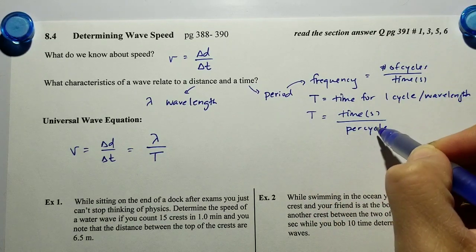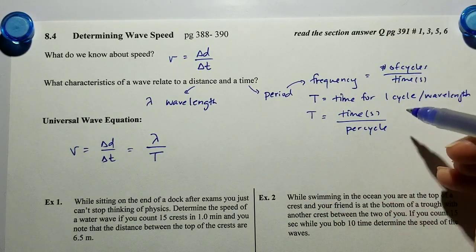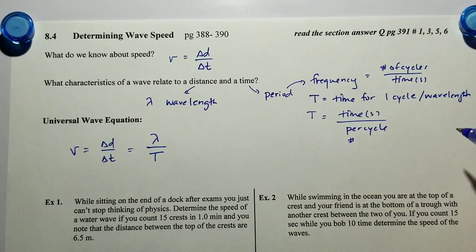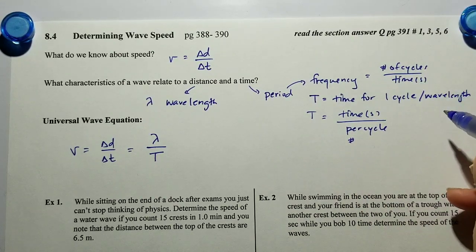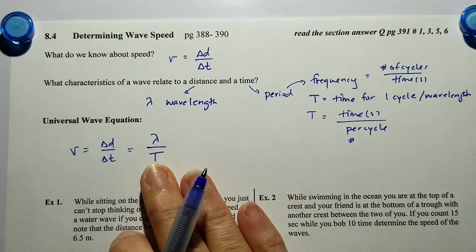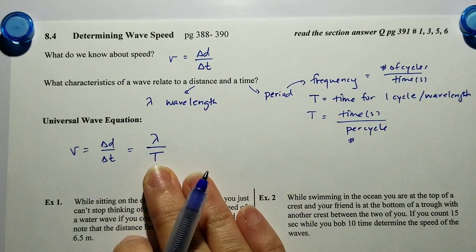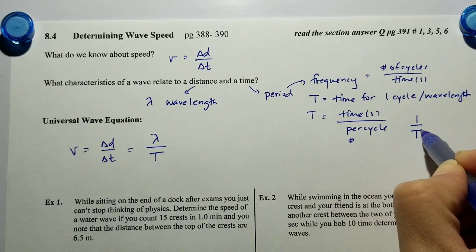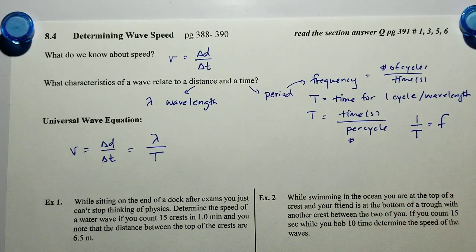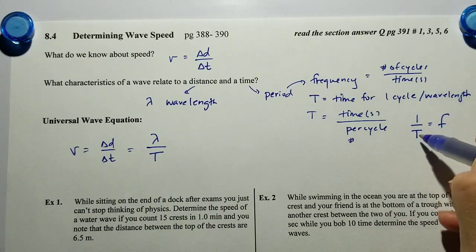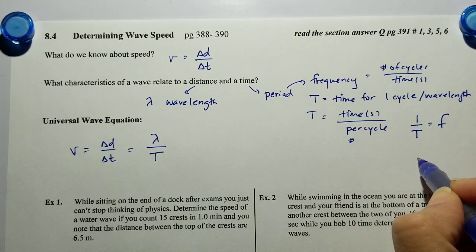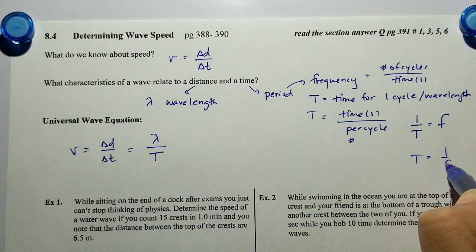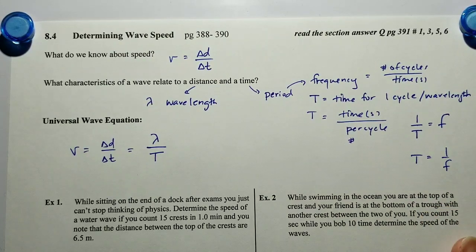So if you see the relationship between these two, number of cycles, or this could be number of cycles here, they're actually the inverse of each other. So when you see the wave equation, you don't see it usually with period, you see it with frequency. So what I want you to realize is that the period is actually the inverse of frequency. So 1 over T is frequency, or period equals 1 over frequency. They're the inverse of each other.